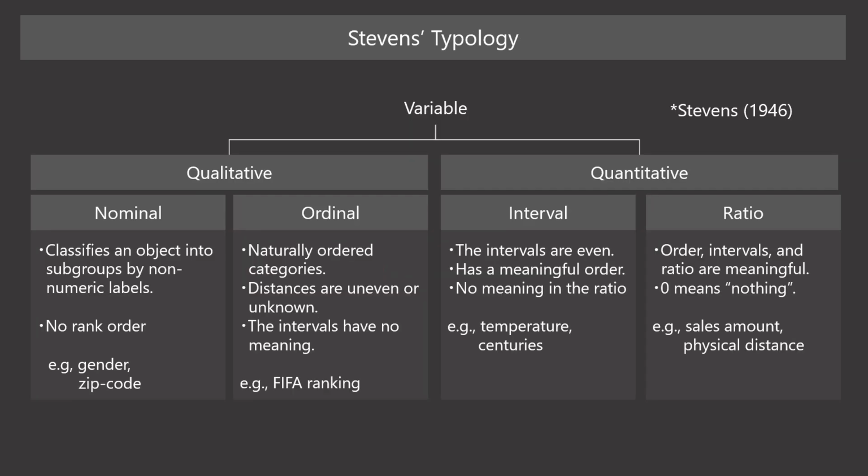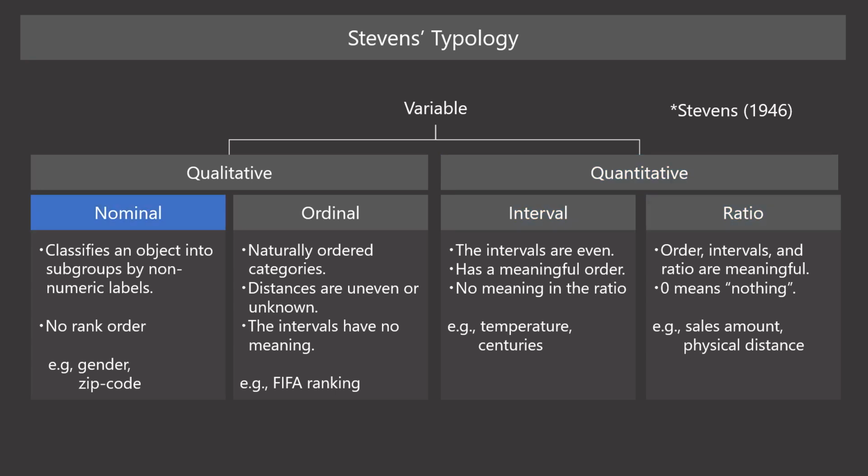Stevens typology is a popular and more elaborated typology of data. It was established by Stanley Smith Stevens in his paper published in 1946. This typology classifies qualitative variable into nominal and ordinal variable. And it classifies quantitative variable into interval and ratio variables.